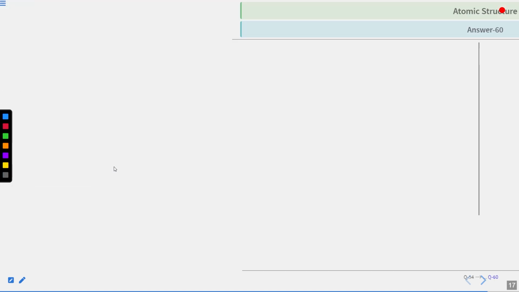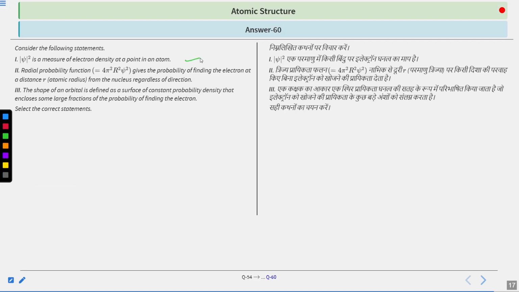Okay, now let us see what the answer is. These are the three statements, and you have to see which one is correct. The first says that if you take the wave function of the electron and square it, it gives electron density. The second says that the radial probability function, if you plot it against distance, gives the probability irrespective of the direction. The third says that the shape of the orbital, whether dumbbell, spherical or double dumbbell, is nothing but a surface of constant probability, which encloses a large fraction of the probability of finding the electron. So all of these are correct.